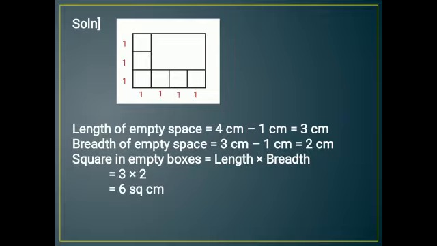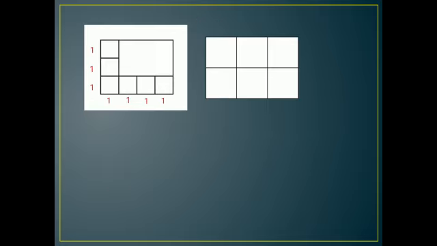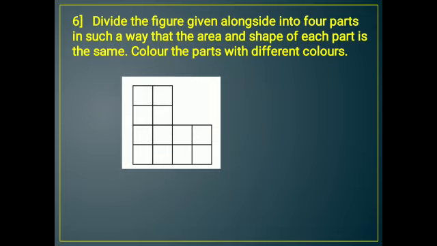Now we will find squares in the empty space is equal to length into breadth, that is 3 into 2. So 3 twos are 6 square centimeter. So we are going to get 6 boxes, or 6 squares, in the empty space. See here, by looking at the figure you come to know that these are the 6 boxes which will come in that empty space. Understood?